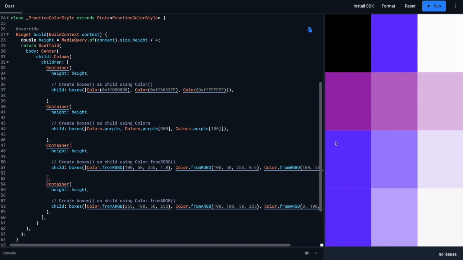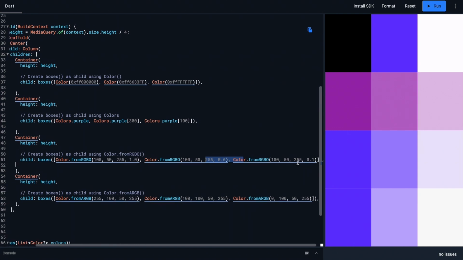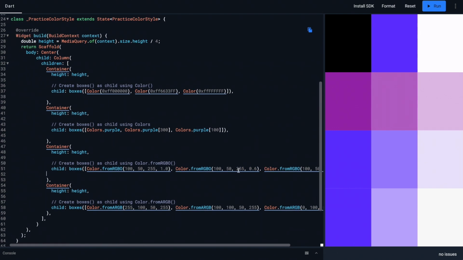The color is getting lighter and lighter from left to right. What is the reason? Does anything come to mind? The code has the answer. Look at the code. The opacity gradually decreases to 1.0, 0.6, and 0.1, resulting in lighter colors on the screen.